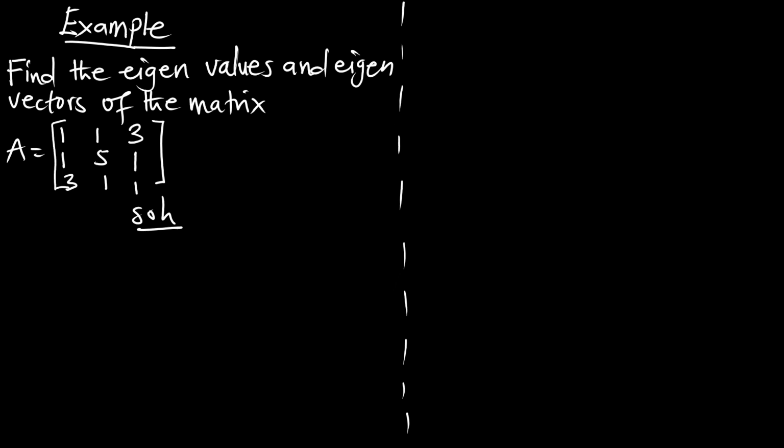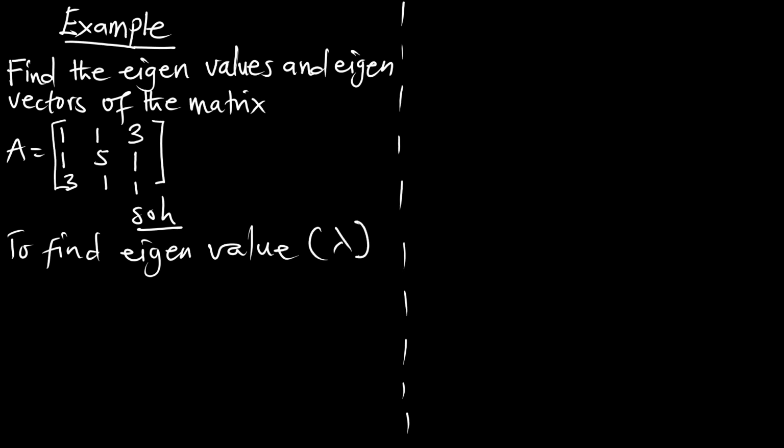So we have this example. Find the eigenvalues and eigenvectors for the matrix. So we have matrix A, which is 1 1 3, 1 5 1, and 3 1 1. So let's look at how we can solve this. Here, for us to find the eigenvalue, where we call it lambda, we are going to find the determinant of the matrix A minus lambda I and equate it to 0. This will help us to find the eigenvalue. Remember, this is a 3 by 3 matrix.